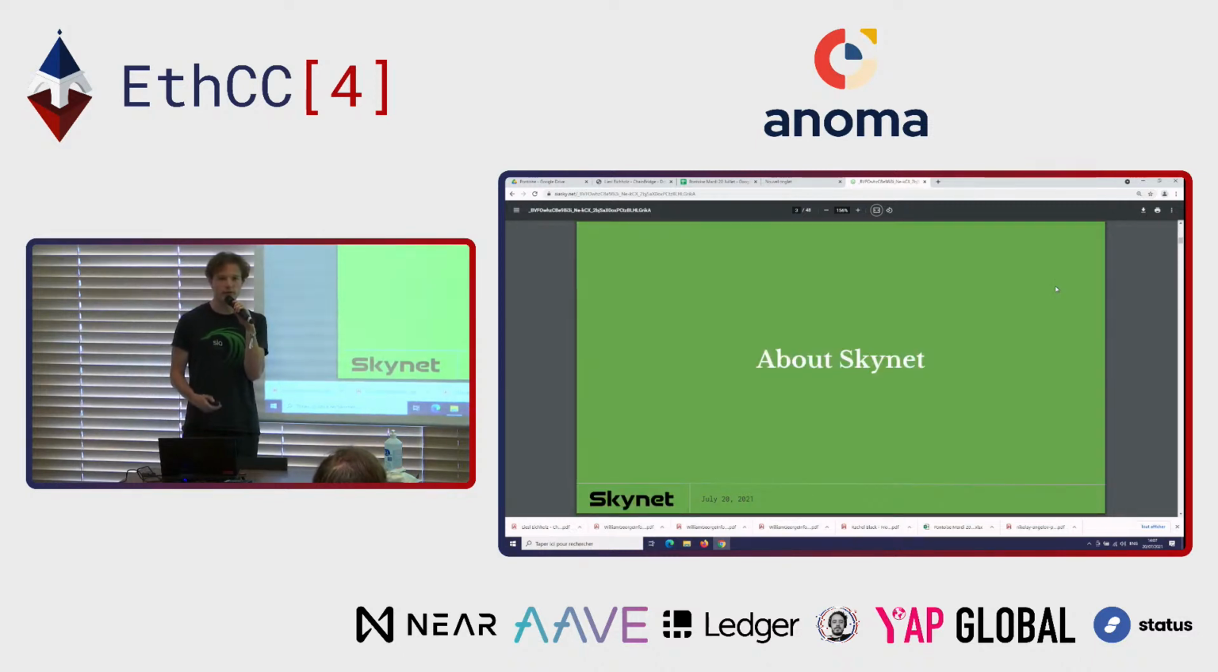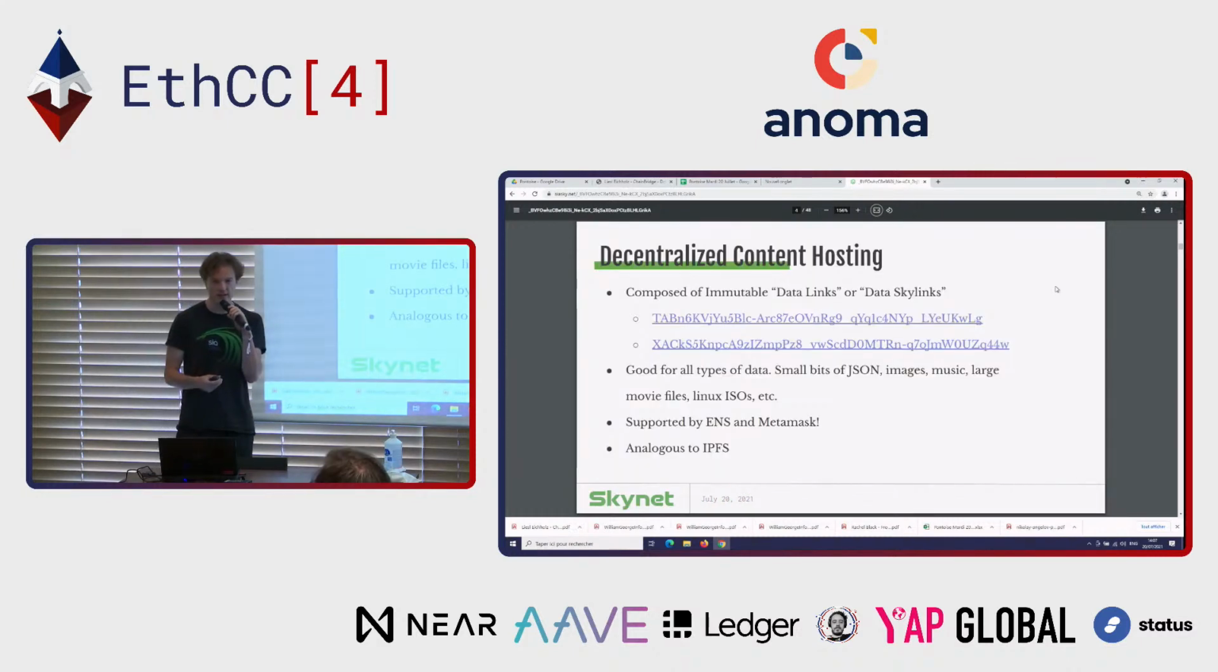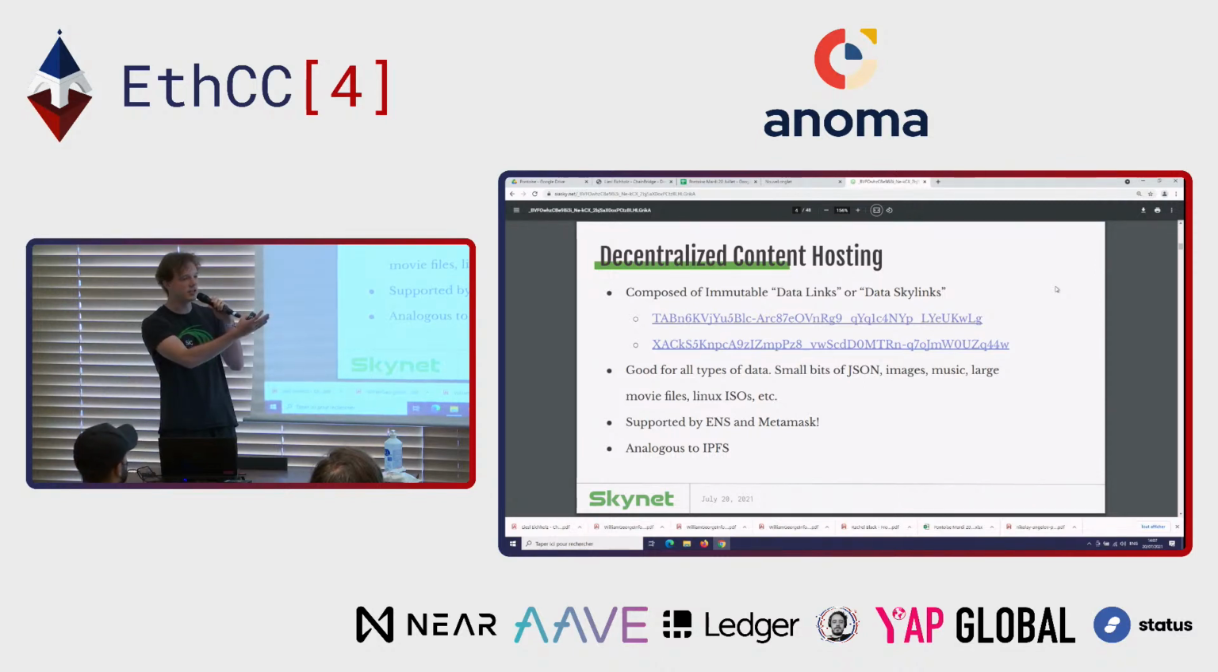Okay, so before we go into what we can do for the decentralized ecosystem, I want to talk a little bit more about what Skynet is. The base layer of Skynet is immutable content. You upload files, you get these hash links. These links are Merkle trees of the content data. So after you download the file, if you have the link, you can verify that you got what you're expecting. And it's good for all types of data.